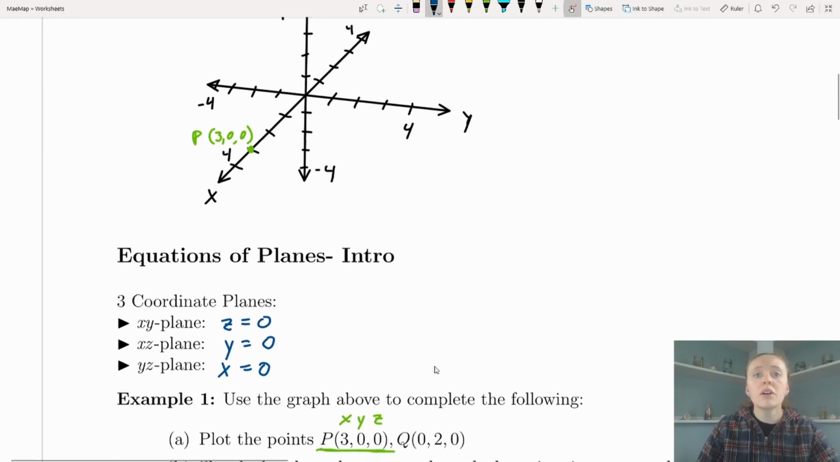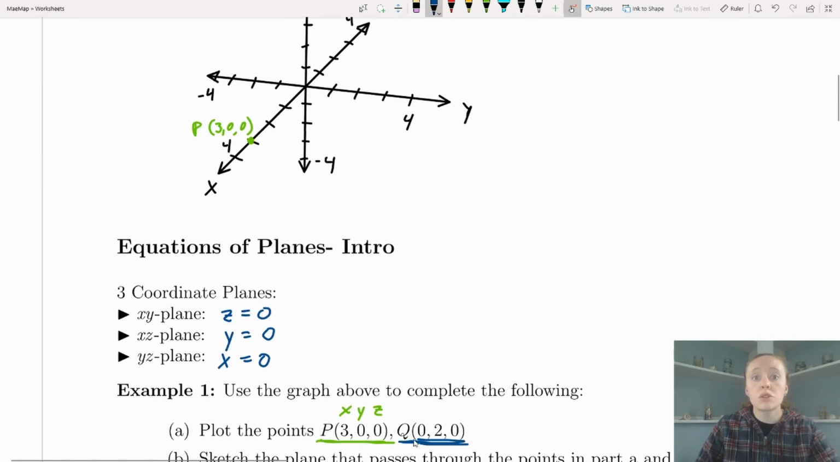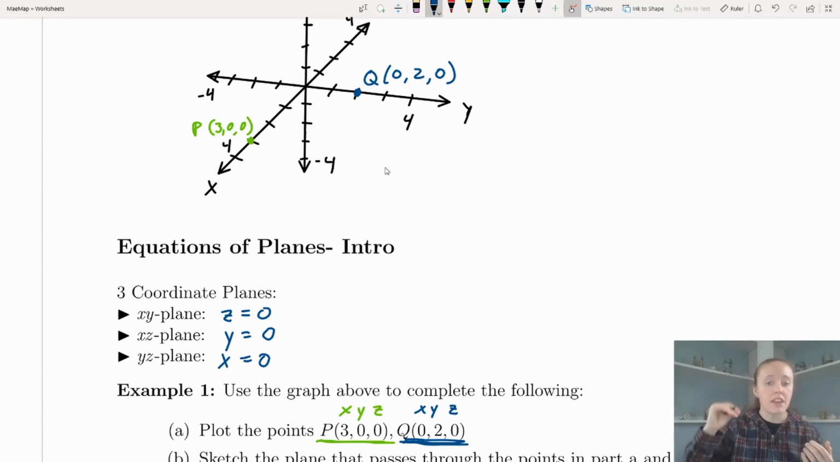Now point Q, I'll go ahead and do in blue, and that's 0, 2, 0. Again, X, Y, and Z. So we're 0 in the X, so we're not moving towards us or away from us. So we're going to fall somewhere in that YZ plane. And Z is also 0, so we're not going up or down, but Y is a positive 2. So we're at this point Q of 0, 2, 0. So that's how you work in 3 dimensions. X, comma Y, comma Z, plotting the same as 2 dimensions, except now we have that 3rd dimension we're working with.